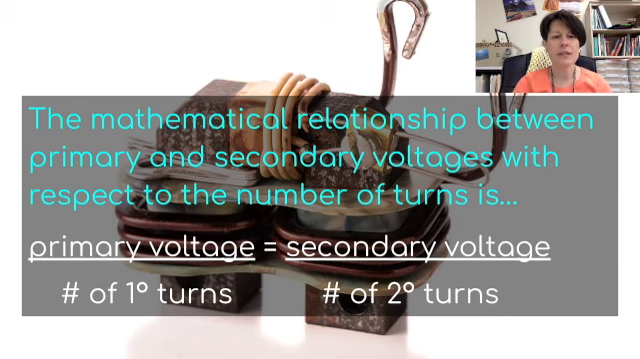Now, the mathematical relationship between primary and secondary voltages with respect to the number of turns is the primary voltage over the number of primary turns. And so 1 with a degree sign is shorthand for primary. So you could actually write that for primary up above either, as long as you know what that means. It equals secondary voltage divided by number of secondary turns. So it's a simple proportion for this.